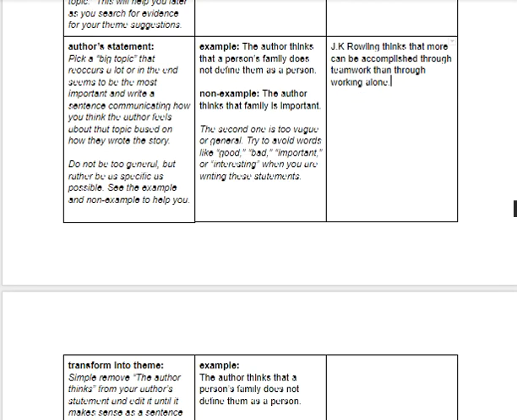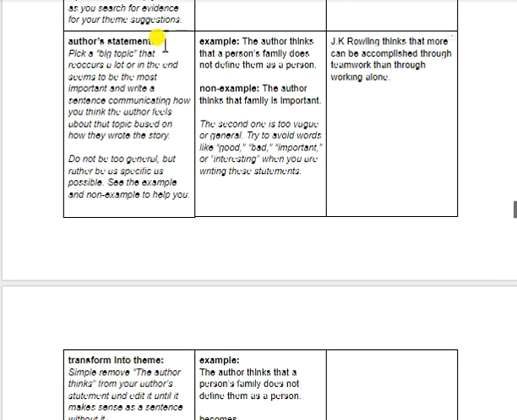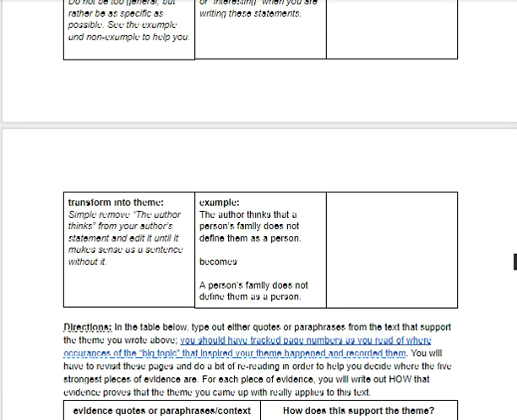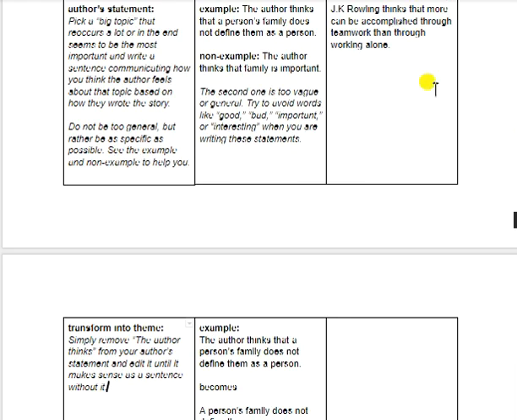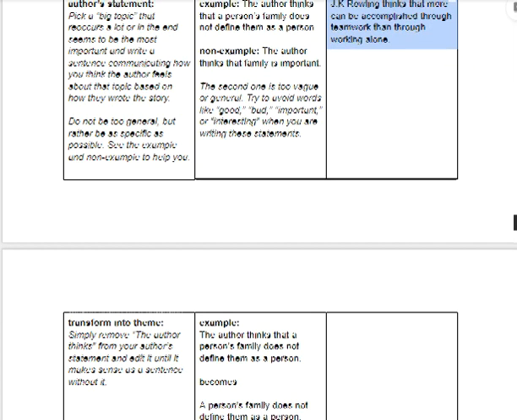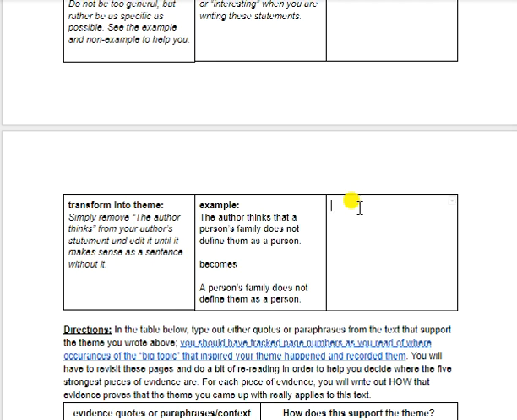Okay? Now, this isn't quite a theme statement yet. This is an author statement. Now, how can we whittle that down to a theme? It tells you right here. Transform into theme. Simply, I should say not simple. Simply remove "the author thinks" from your author statement and then just adjust the wording until it makes sense as a sentence. So I'm actually going to copy and paste it and then adjust it. Remember to copy, you highlight it and hit Control-C. And then you put your cursor where you want to paste it and hit Control-V.